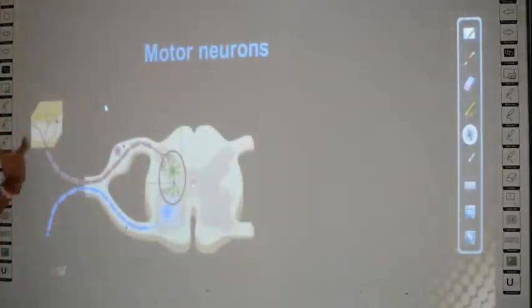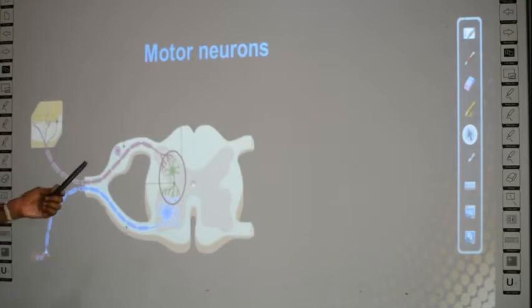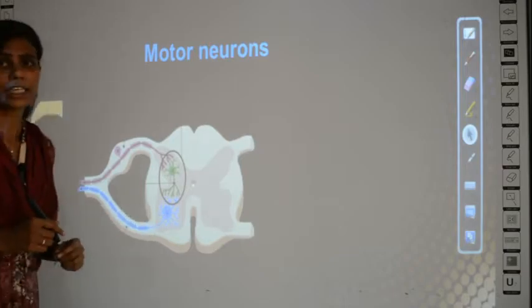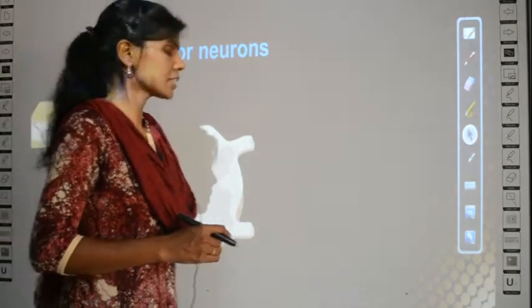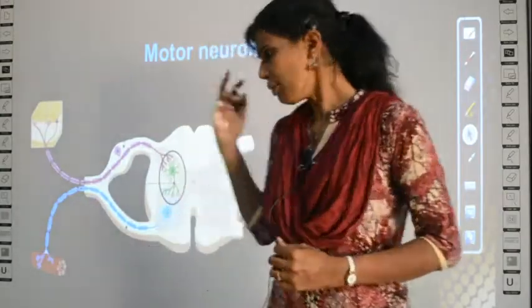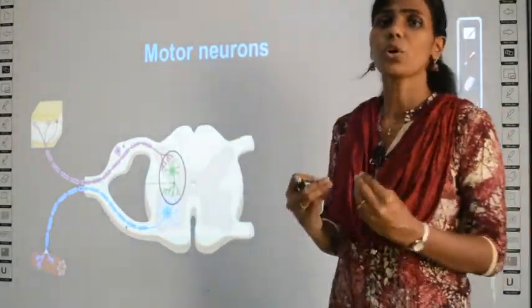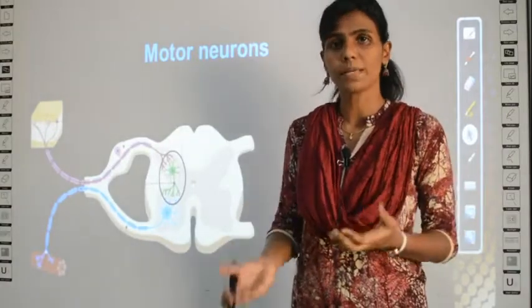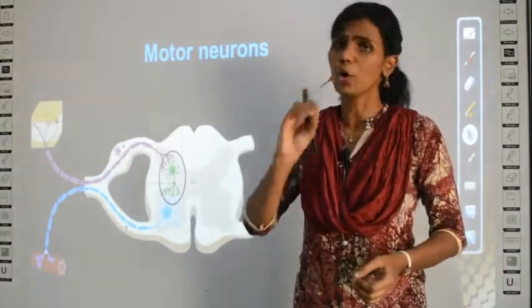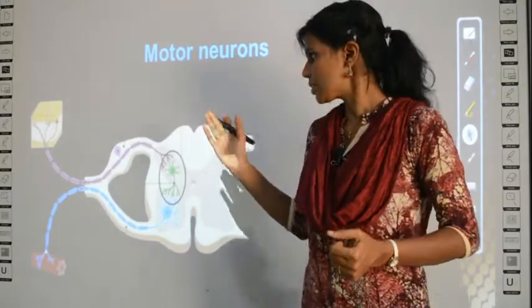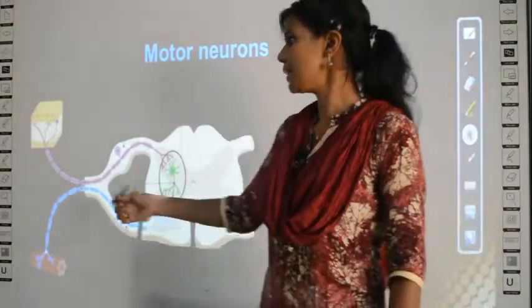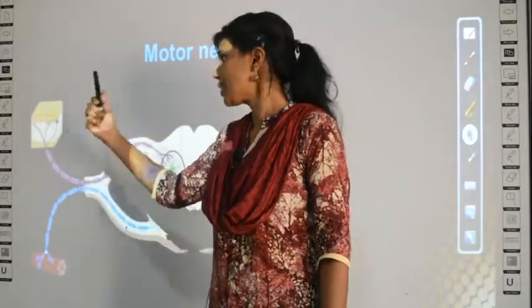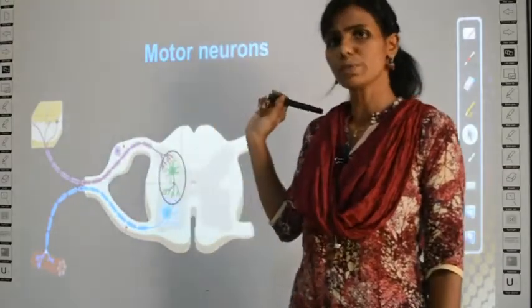Next we learn about motor neurons. See here the motor neurons are shown in blue color. Can you see the motor neurons? It is in blue color, right? So, again I told you the function of any neuron itself is to carry the signals or the messages from one part of your body to another part, right? So, sensory neurons, you have studied that it carries signals from sense organs to the brain or the spinal cord.